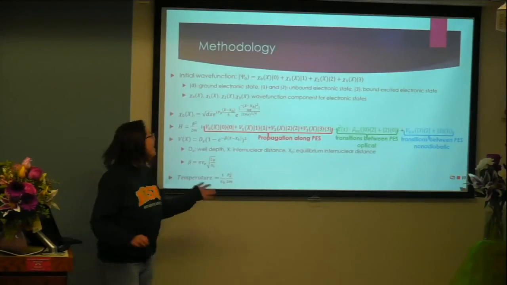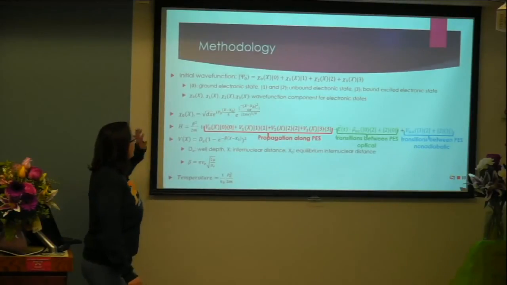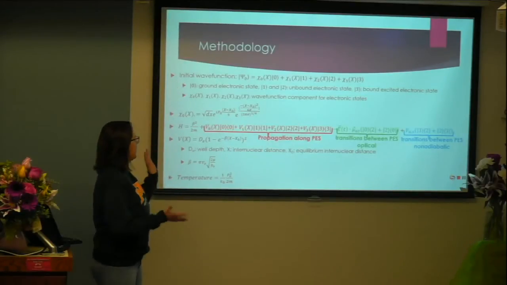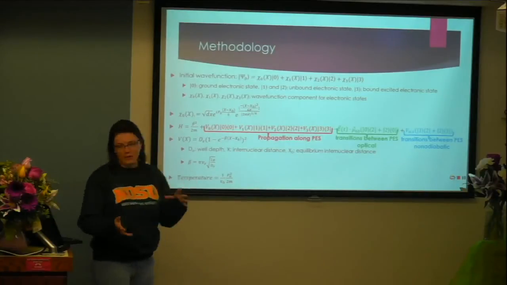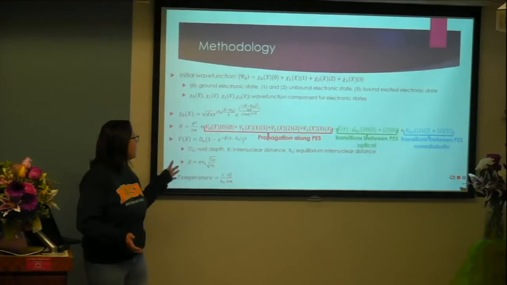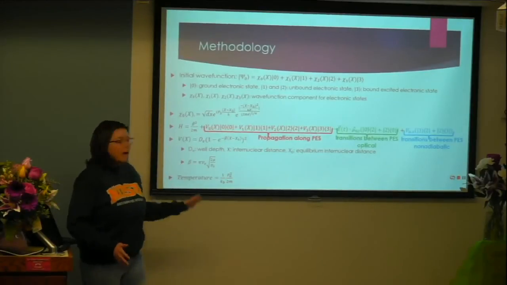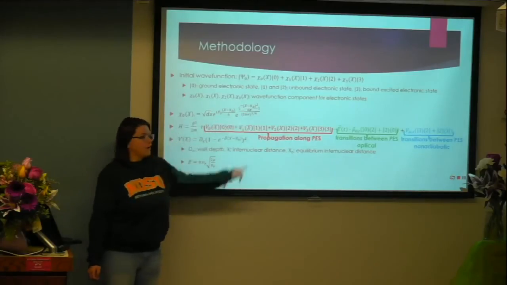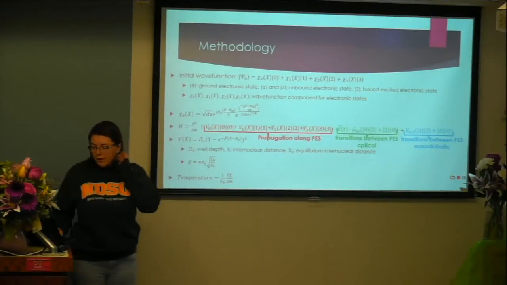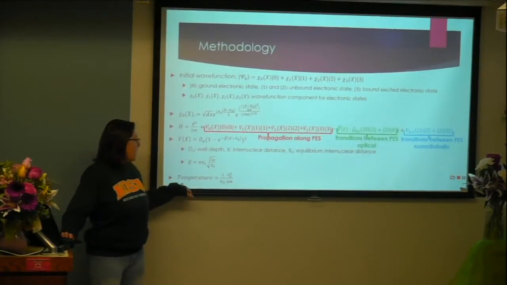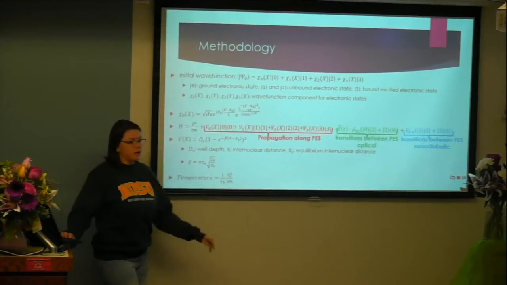Okay, this is the initial wave function. It has a few different components to it. I don't know how in depth to go, but we have the Hamiltonian, the actual equation for the initial wave function, the potential energy surface calculations, as well as how I converted the temperature in relation to momentum.